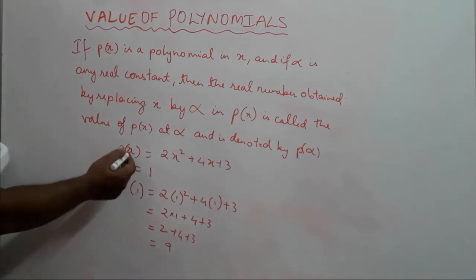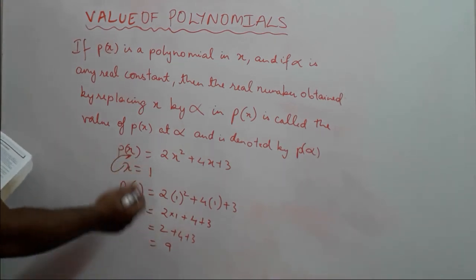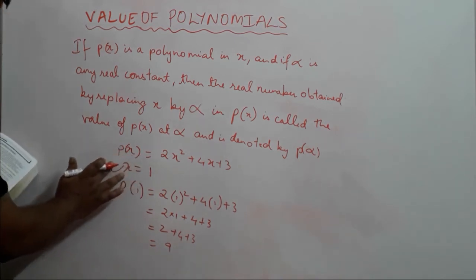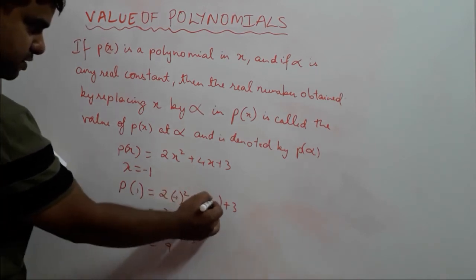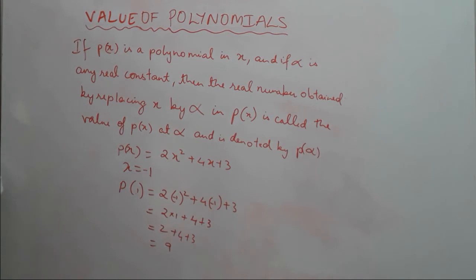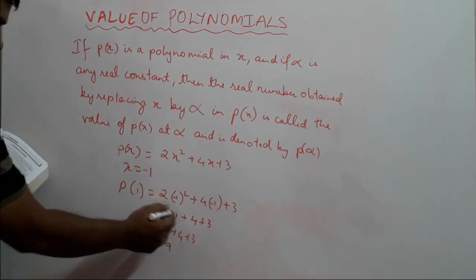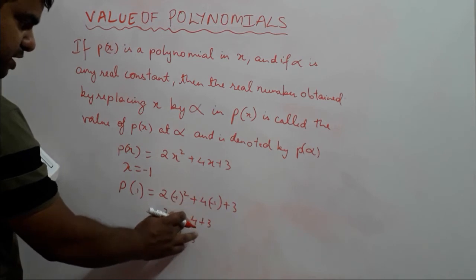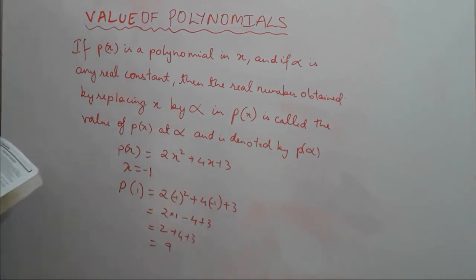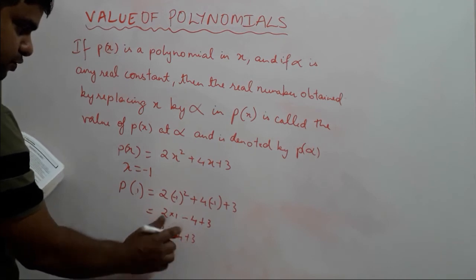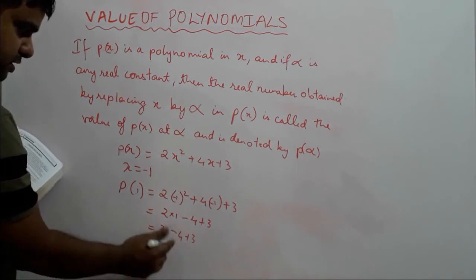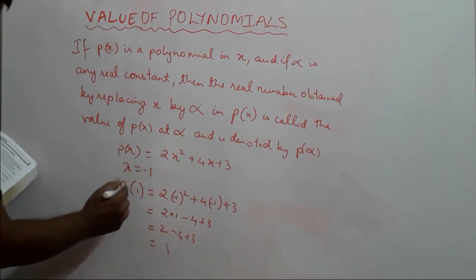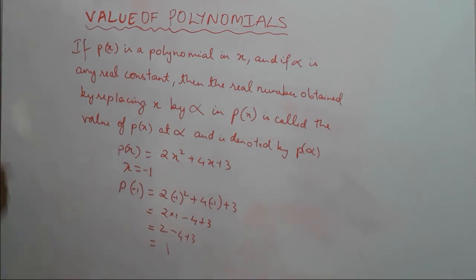So if over here x becomes equal to 1, then similarly if x over here is changed to minus 1, then this will become minus 1, and this remains the same. So minus 1 whole square is still equal to 1, but 4 into minus 1 becomes minus 4, and then this will become 2 minus 4 plus 3, which is just 1. So at p of minus 1, the value will become 1.